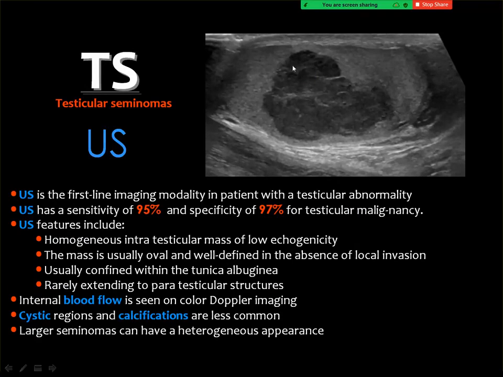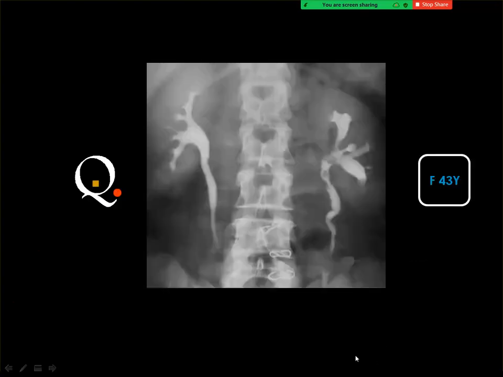If you have the Doppler images, then you can see high vascularity in the tumor. Ultrasound features include homogeneous intratesticular mass of low echogenicity. The mass is usually oval, well-defined, in absence of local invasion, confined within the tunica albuginea, rarely extending to the paratesticular structures, and there is internal blood flow on color Doppler. Cystic changes and calcification are less common.